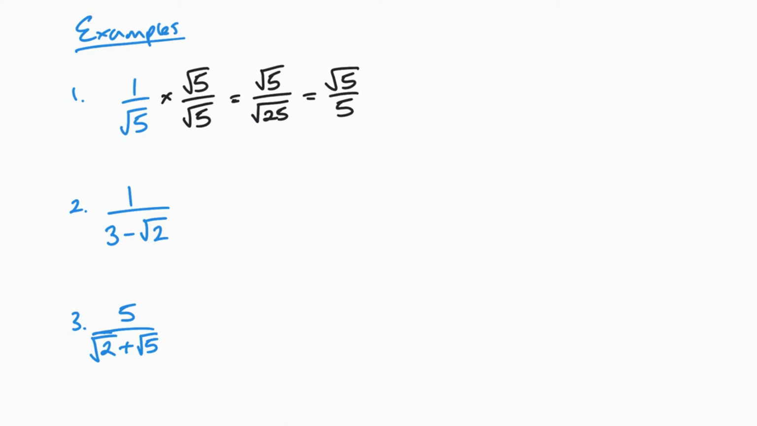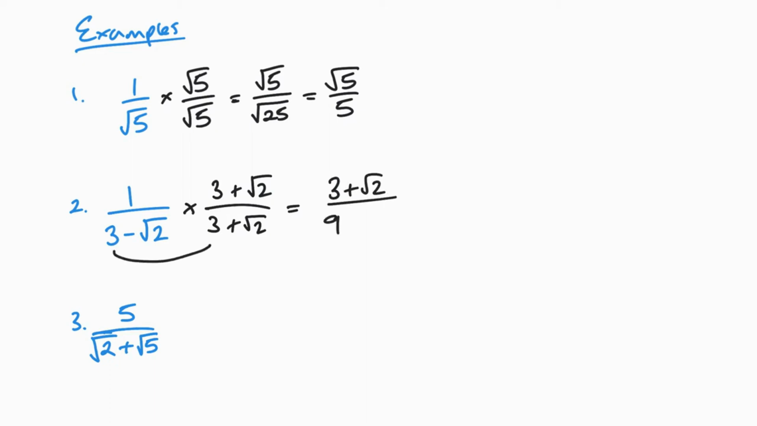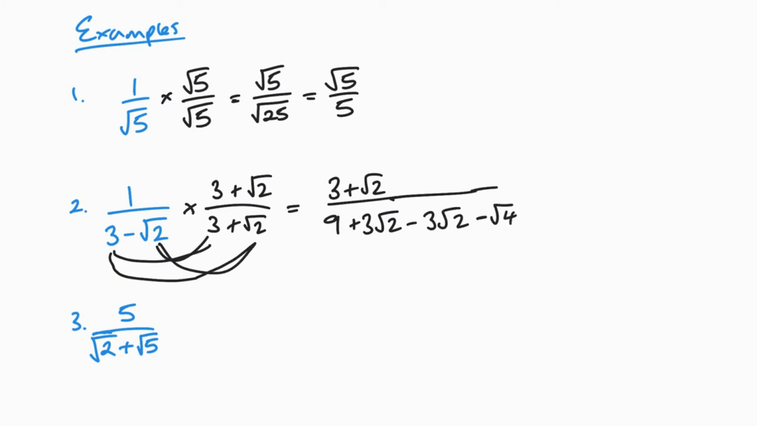So, sorry, before I do equals, I want to multiply, and this is 3 plus root 2. So all you're doing is changing that sign that's between them. On the top, 1 times this is going to stay the same. On the bottom, I've got 3 times 3, which is 9. 3 times root 2 is 3 root 2. Then minus root 2 times 3 is minus 3 root 2. And minus root 2 times root 2 is minus root 4.